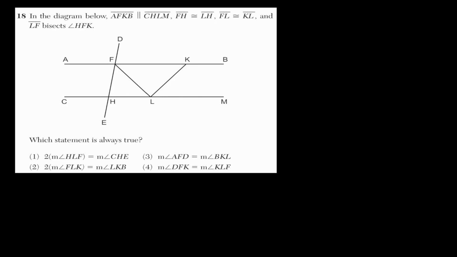In question 18, we are being given two parallel lines, AFKB, which is this horizontal line on top, and CHLM, which is this horizontal line in the bottom.